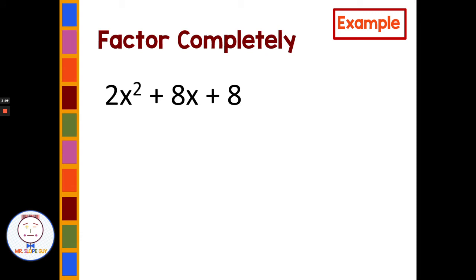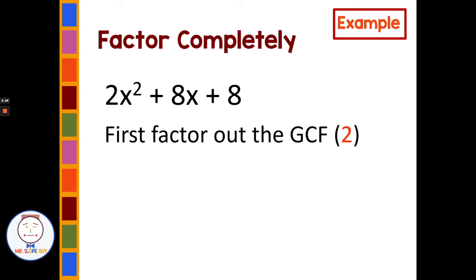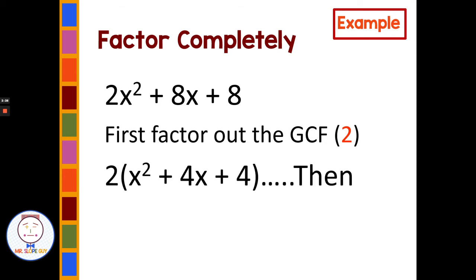So let's start with an example. We have 2x squared plus 8x plus 8. Step 1, the first thing we're going to look for is the GCF, the largest number that will divide into all 3 terms of the trinomial, and the largest amount of the variable that they all 3 have in common. In this case, we have a GCF of 2. If I pull that 2 out, I'm left with x squared plus 4x plus 4.